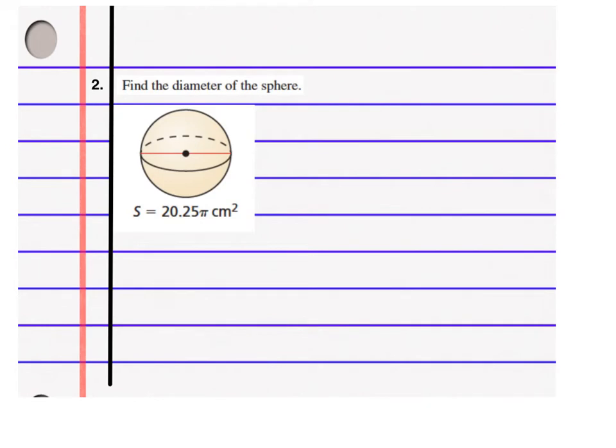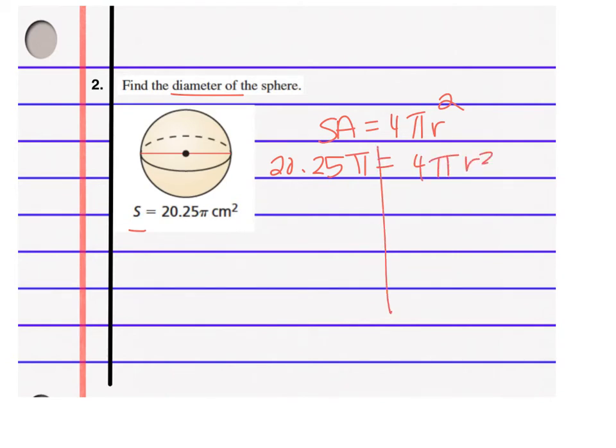All right, example 2. Find the diameter of the sphere. They're giving you surface area. S, surface area, is 20.25 pi. So we are going to kind of work backwards. So remember, my surface area formula is 4 pi r squared. I'm going to put in my answer. Surface area is 20.25 pi. They gave that to me. Equals 4 pi r squared, and we're going to solve.